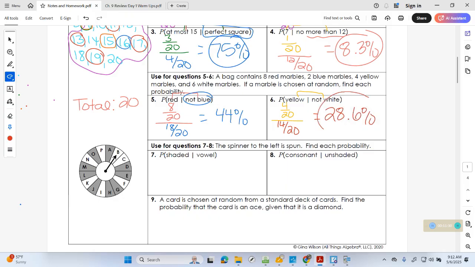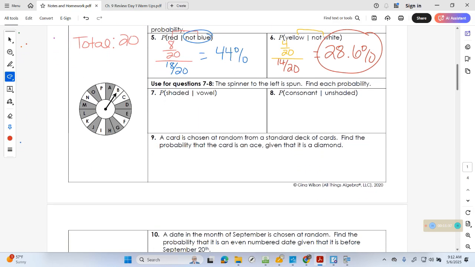Okay. Oh boy, here we are to the vowels again. Now for the vowels, let's just go A, E, I, O, U. So we're kind of all in the same answers here. Spinner, find each probability. Okay, shaded and vowel.